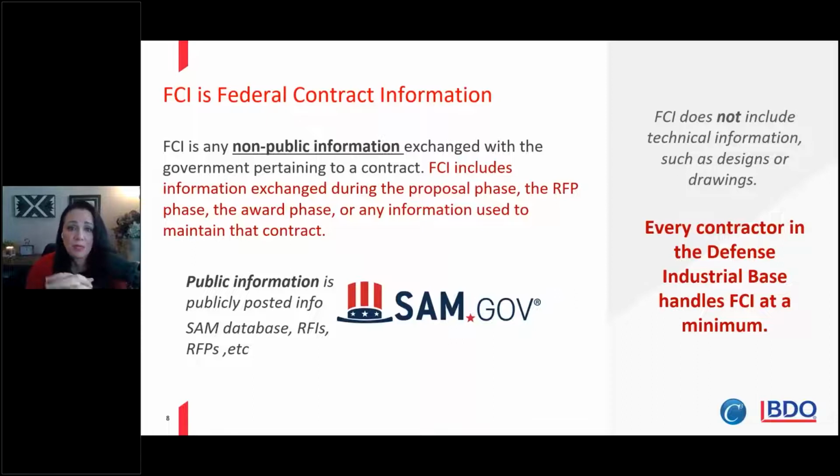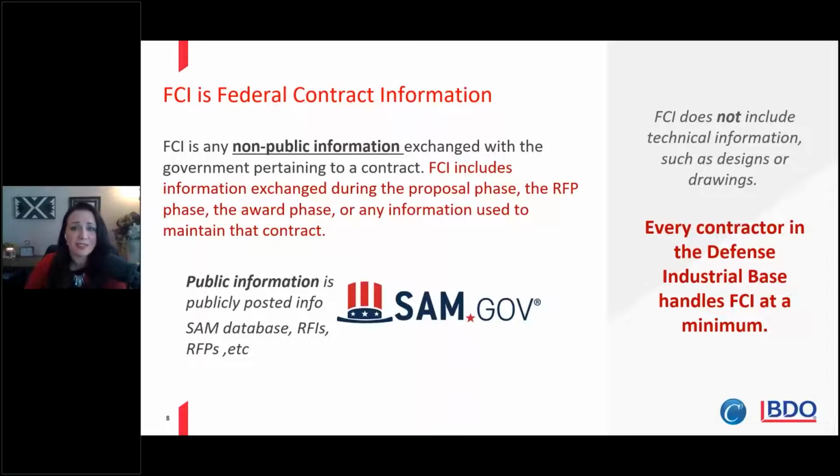And we'll go over some of those CTI/CUI categories. Every contractor in the defense industrial base will handle FCI at a minimum. So if you're asking yourself, well, gee, I've never seen this FAR clause in my contracts, the government expects that you are already meeting that minimum threshold of safeguarding for federal contract information. So when we go back to our Sound of Music song, let's start at the very beginning.